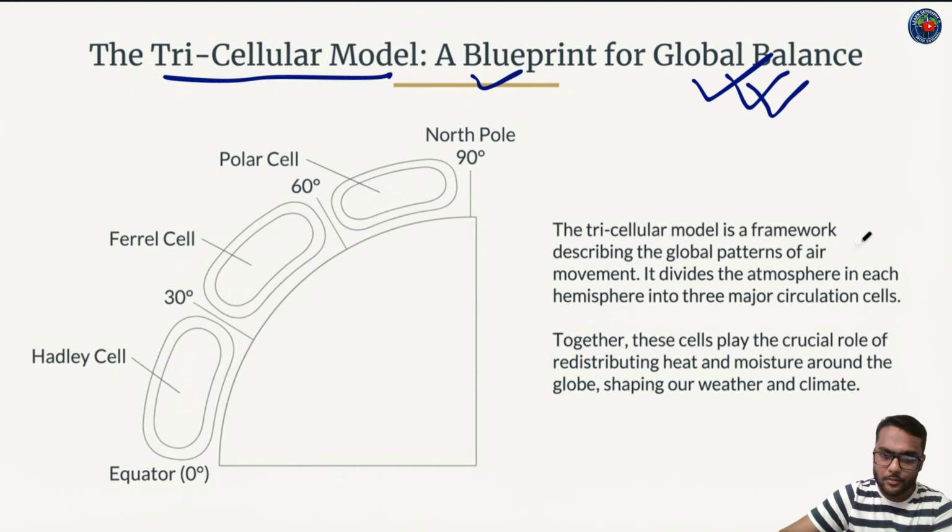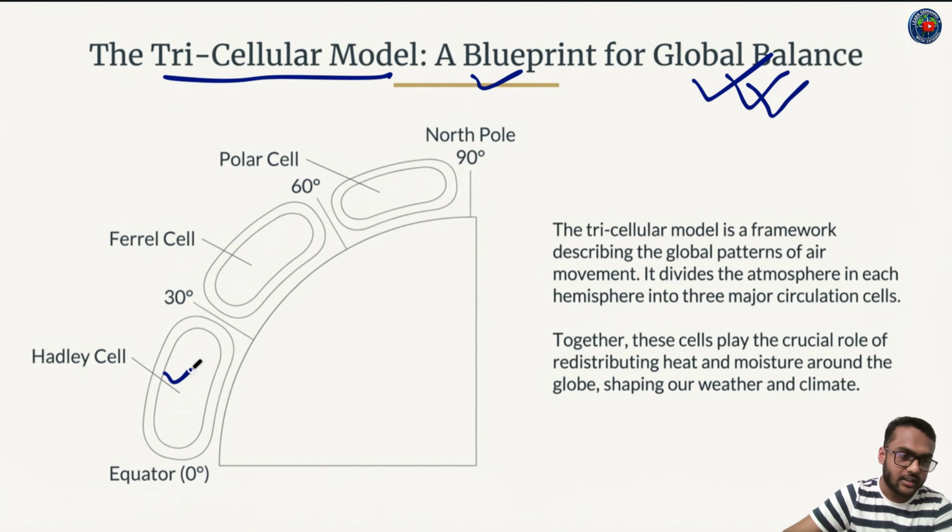The tri-cellular model is a framework describing the global patterns of air movement. It divides the atmosphere in each hemisphere into three major circulation cells. Together, these cells play a crucial role in redistributing heat and moisture around the globe, shaping our weather and climate.